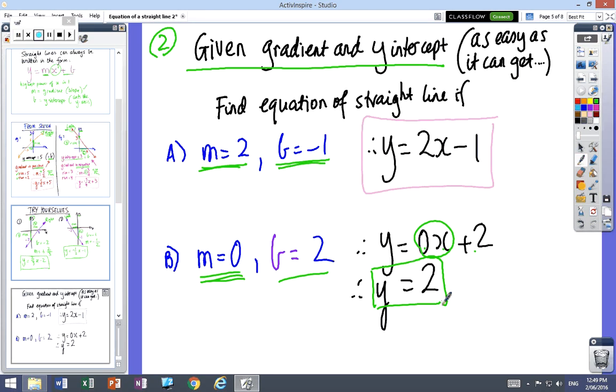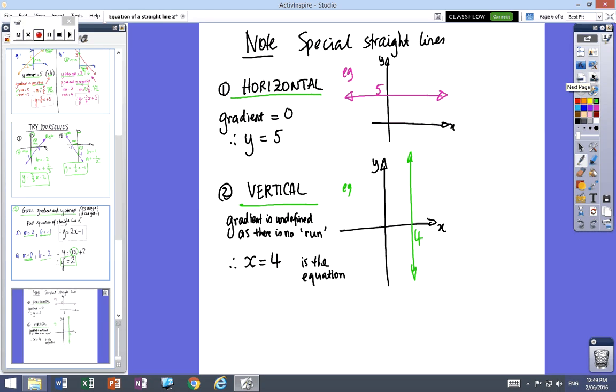So you can't really get any slip-ups there. That's pretty easy. Just a couple of special cases. When you have a gradient of 0, it's a flat line, it has no slope. So the answer is just the y-intercept. The y-intercept is 5, so it's just y equals 5. When you have a horizontal line, it's y equals 5.